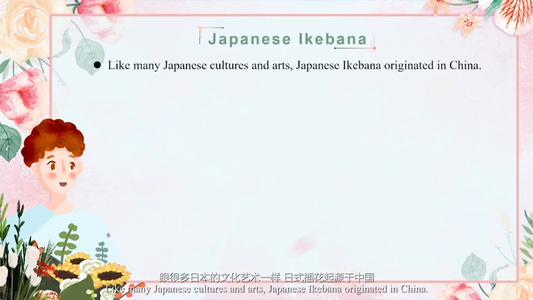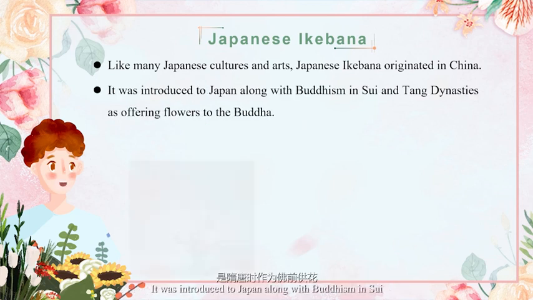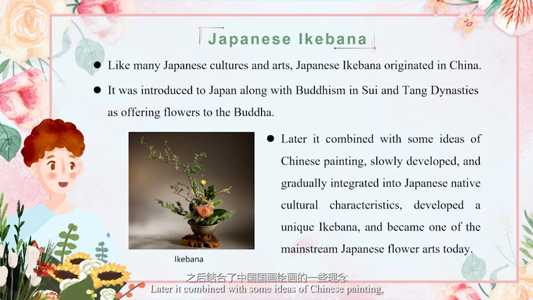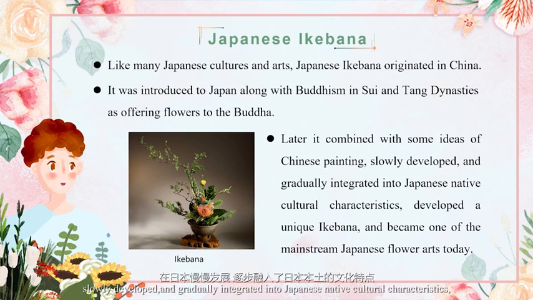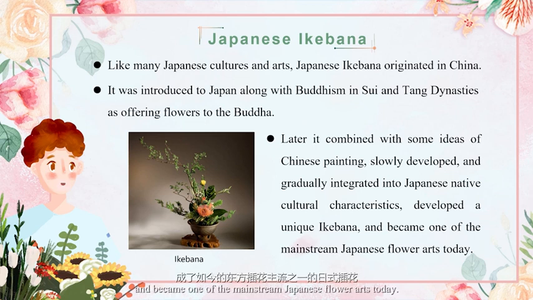Like many Japanese cultures and arts, Japanese ikebana originated in China. It was introduced to Japan along with Buddhism in Sui and Tang dynasties as offering flowers to the Buddha. Later it combined with some ideas of Chinese painting, slowly developed, and gradually integrated into Japanese native cultural characteristics, developed a unique ikebana, and became one of the mainstream Japanese flower arts today.